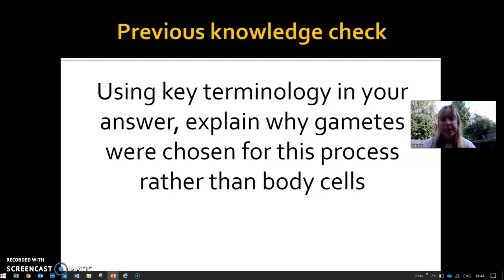Now, for this next bit, it says, using key technology in your answer, explain why gametes are chosen for this process rather than body cells. So gametes is another name for sex cells. I'm going to ask you to pause the video and discuss this answer with your neighbor before starting again.